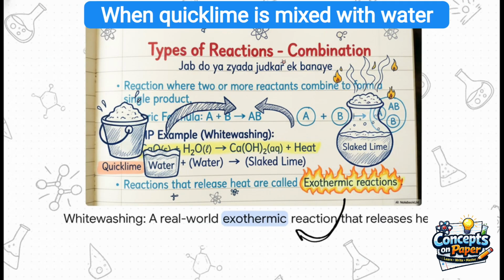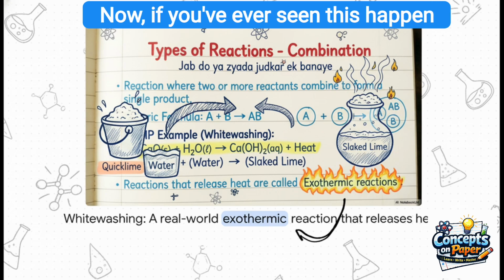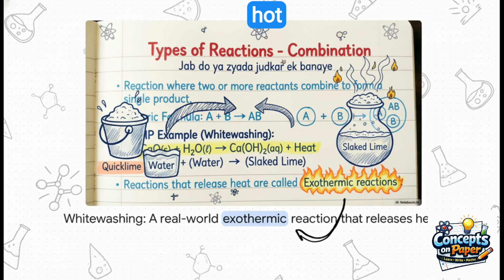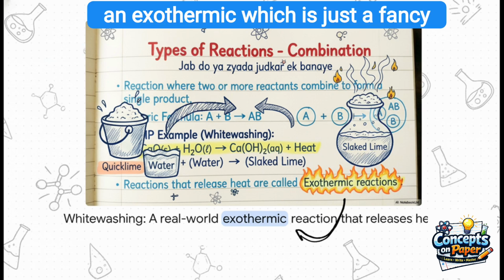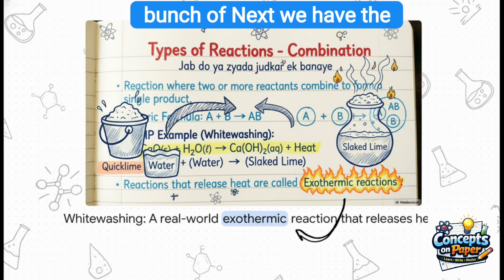When quicklime is mixed with water, they combine to form slaked lime. Now, if you've ever seen this happen, you know that bucket gets really hot. That's because it's an exothermic reaction, which is just a fancy way of saying it releases a bunch of heat.